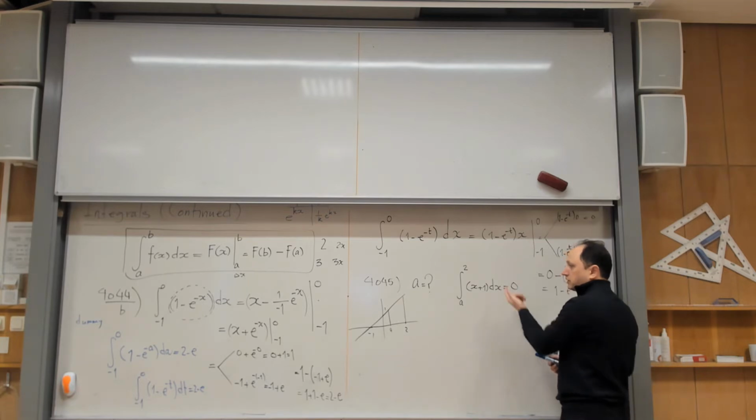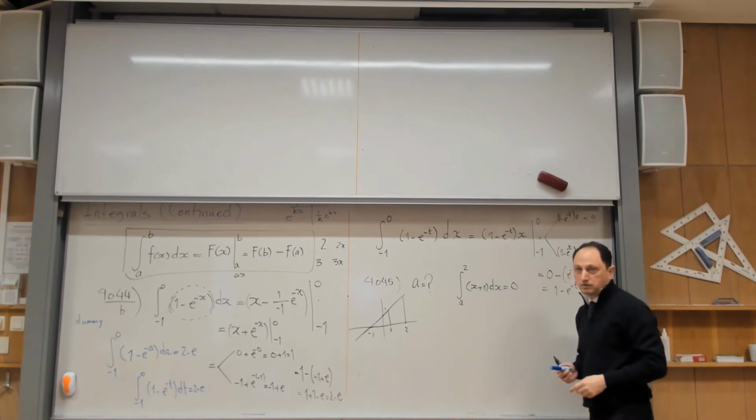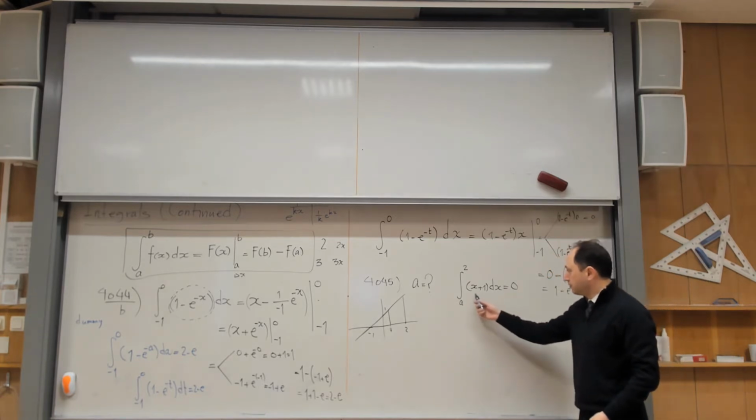But this problem is the other way around. This integral is already calculated. You are supposed to find this limit. But that's the same idea. You find a primitive function for this.